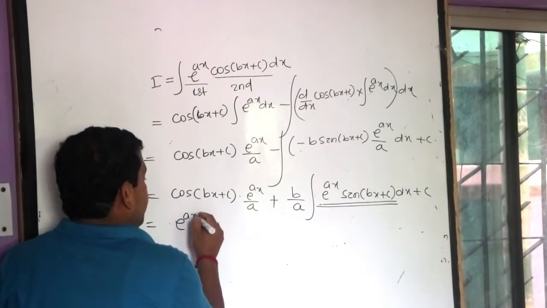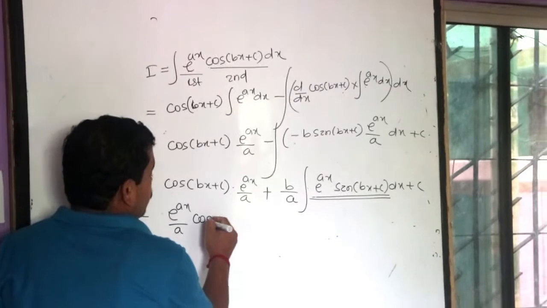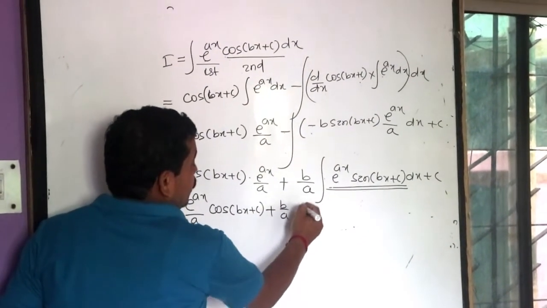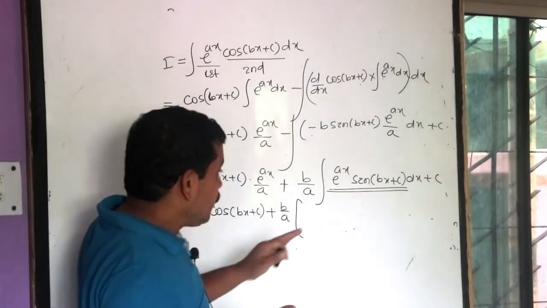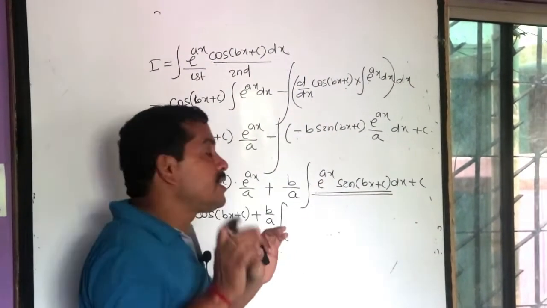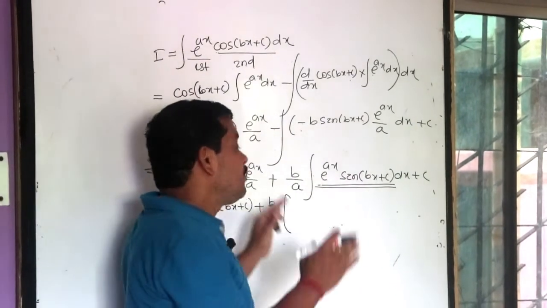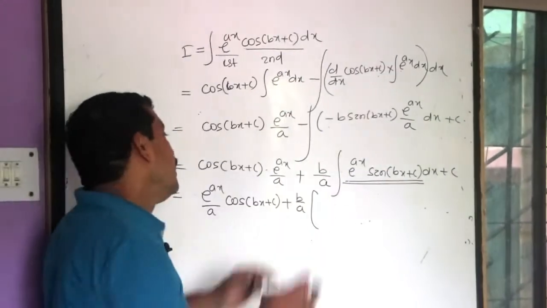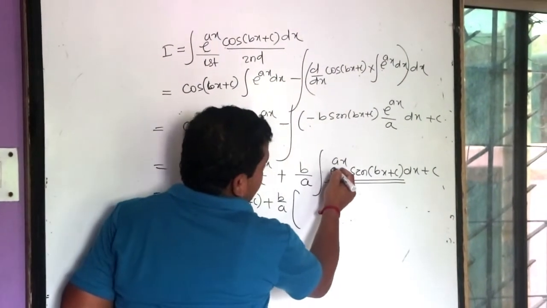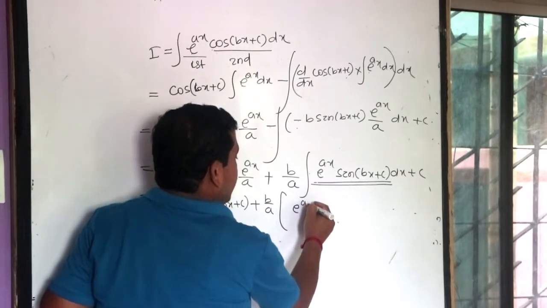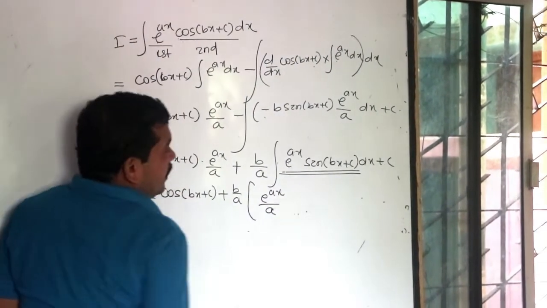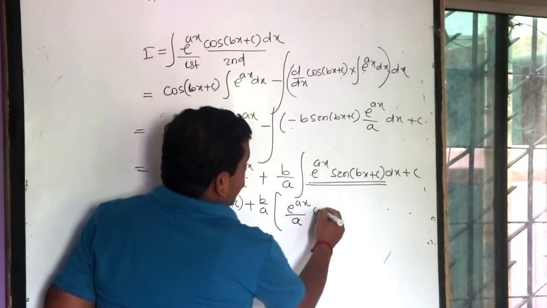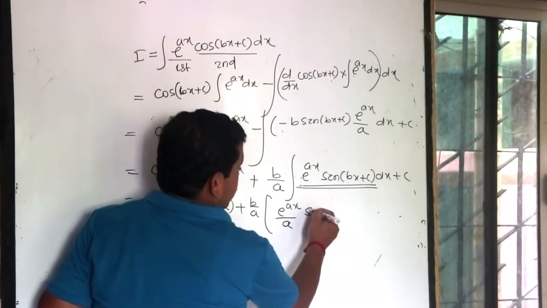e to the power x by a into cos bx plus c, plus b by a, using the bracket. It should be taken seriously that the second integration must be evaluated within a bracket, otherwise the plus or minus will be put wrongly. Taking e to the power x as the first function, integrate it: the integration of e to the power x is e to the power x by a, into sin bx plus c.